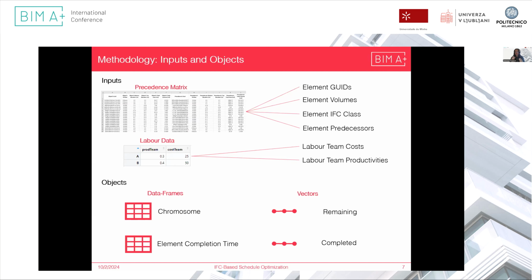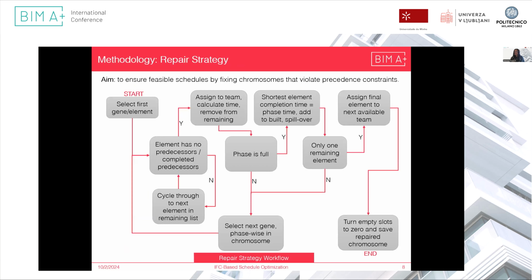Four objects were used within R. The chromosome data frame, as I have explained, and a similar data frame to the chromosome one, where the element completion times were stored, and then two vectors, a remaining list and a completed list. We start with the full remaining list, and as each element is built, it is added to the completed list and removed from the remaining list in the order of construction, that is the schedule.